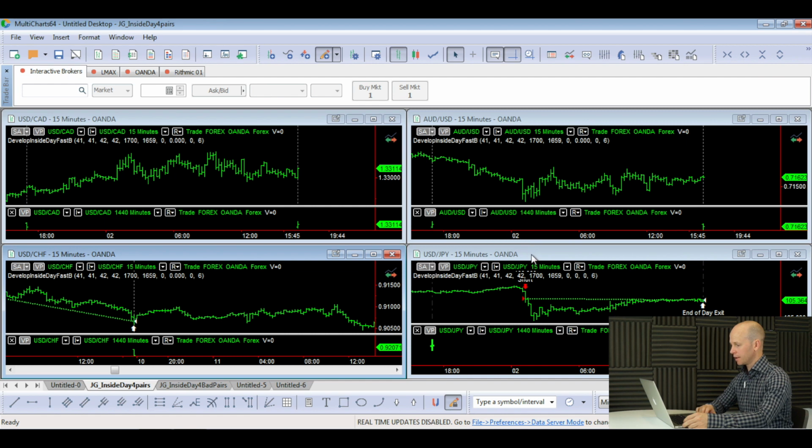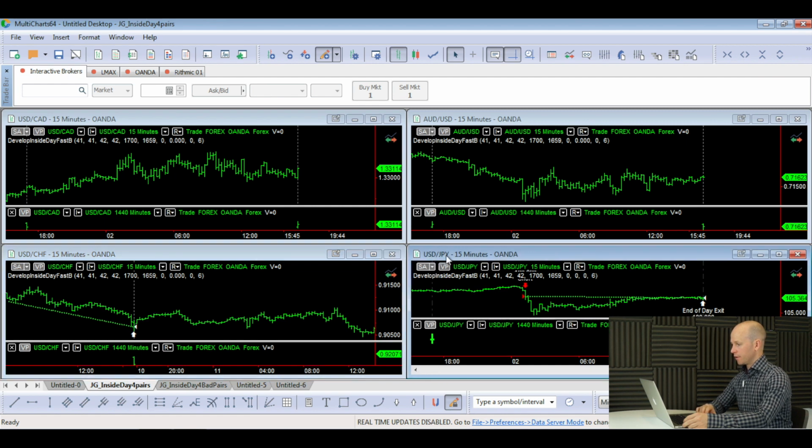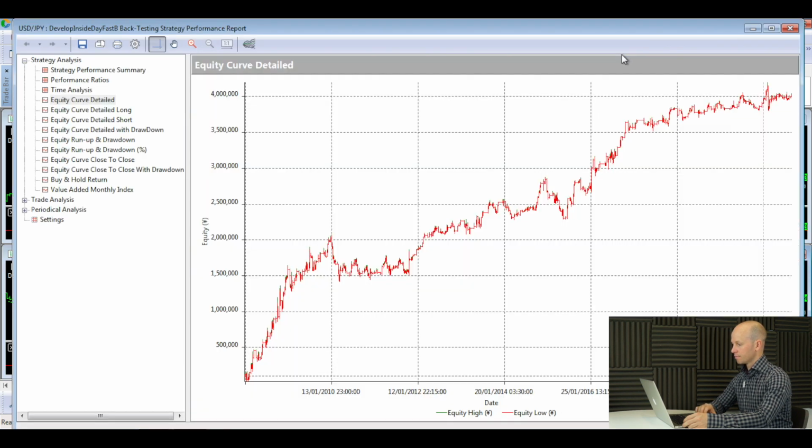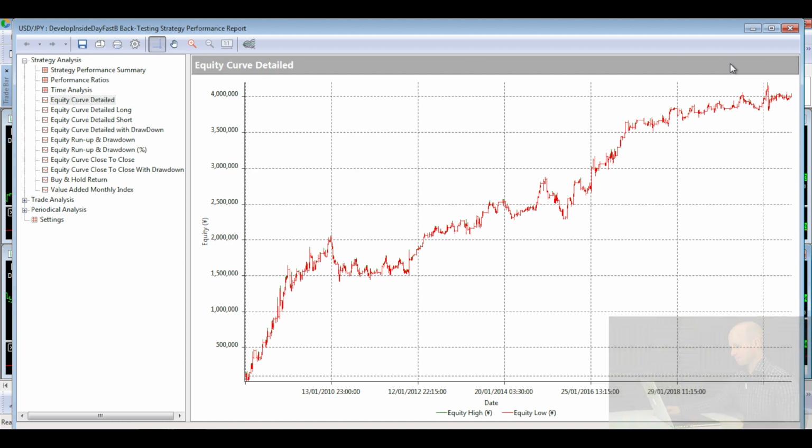And the last one is dollar versus Japanese yen. And I left that to the last, save the best till last. I know this strategy works well on this forex pair. So look, what a different story that is for an equity curve. That's actually pretty nice.